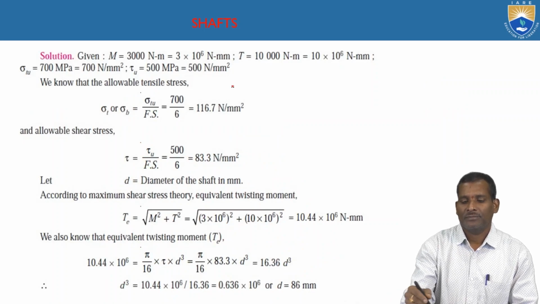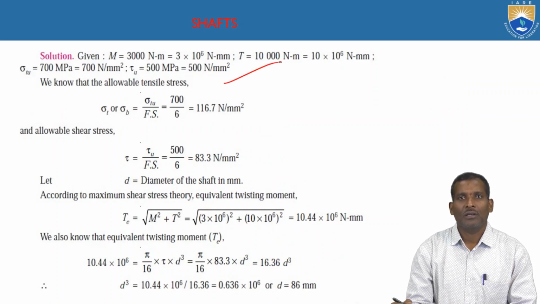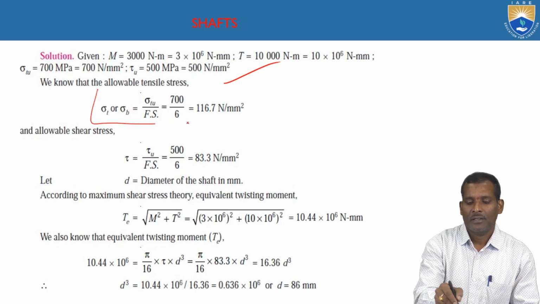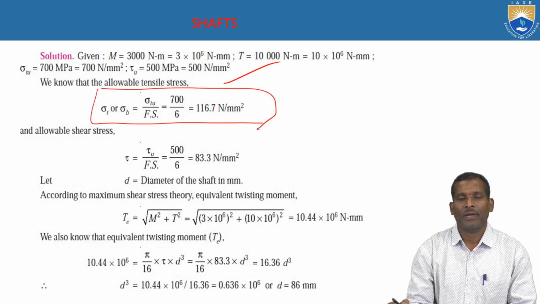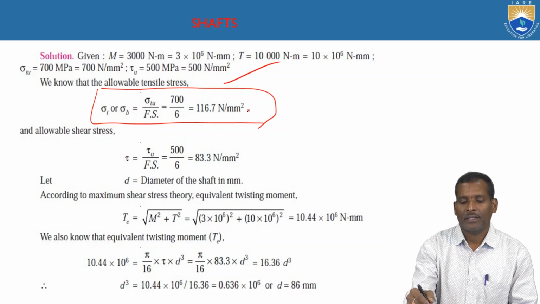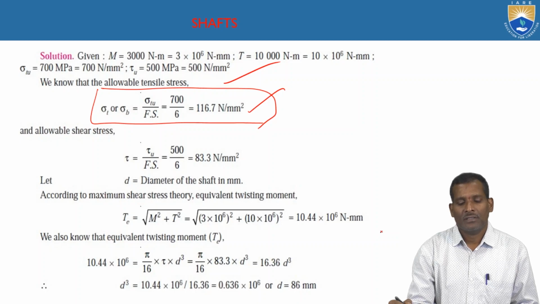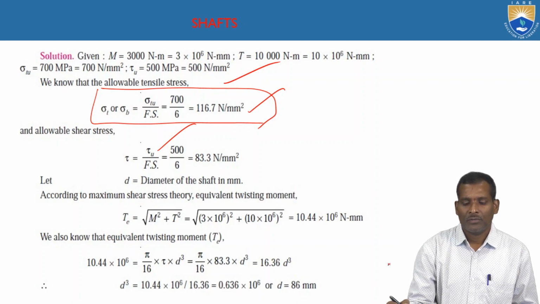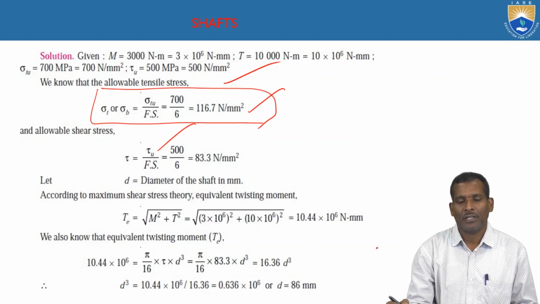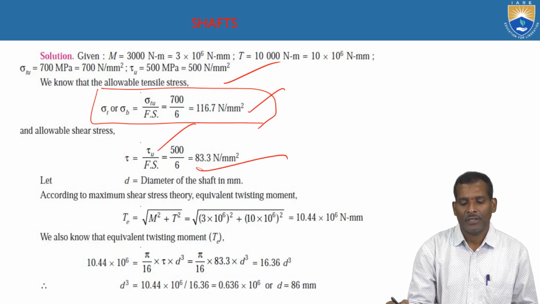So, given data, and then calculate the allowable tensile stress by using the given factor of safety: ultimate stress divided by factor of safety. The given ultimate stress is 700 and the factor of safety is 6, so you will get 116.7 Newton per mm square. Similarly, the allowable shear stress is the ultimate shear stress divided by the factor of safety. So 500 by 6, you will get 83.3 Newton per mm square.